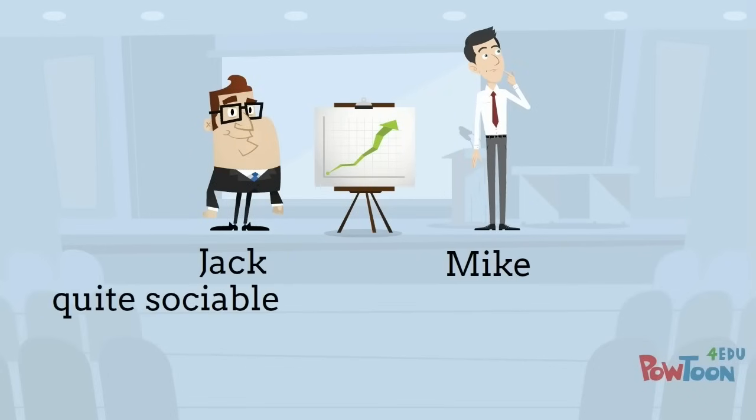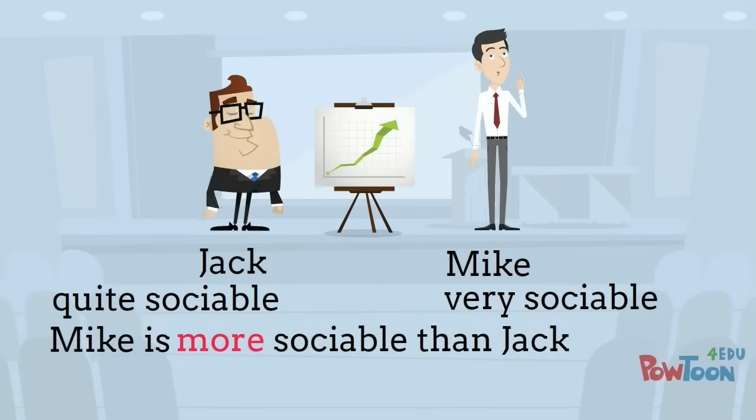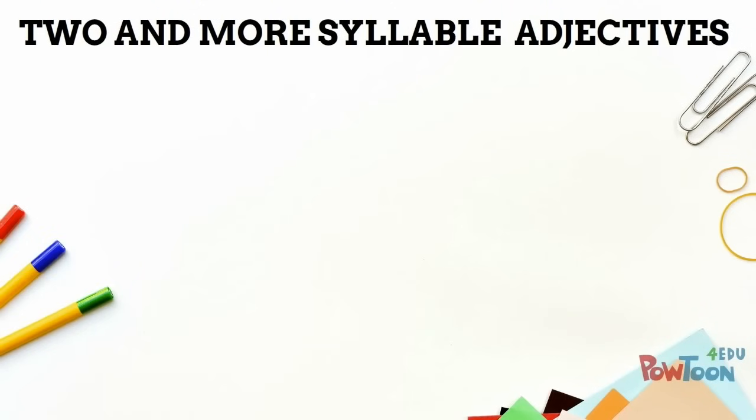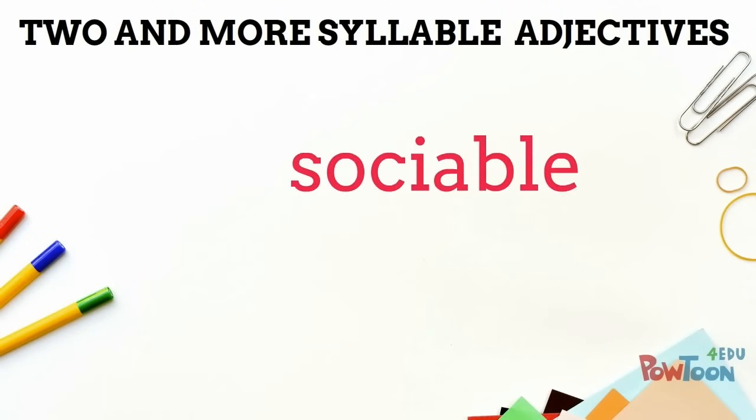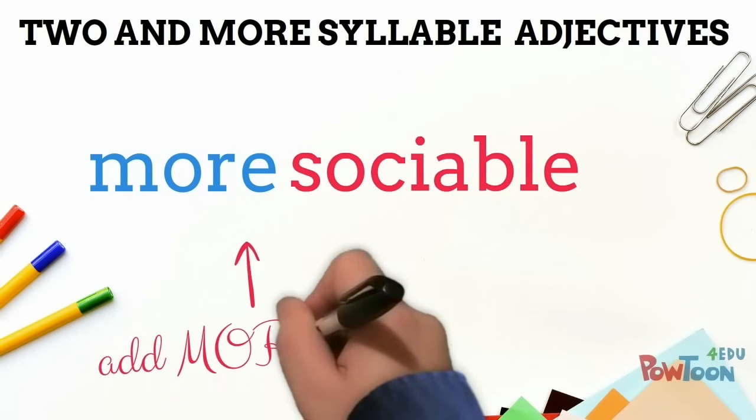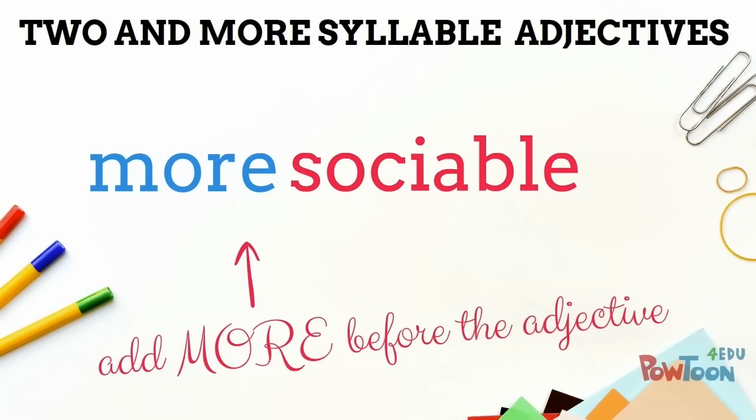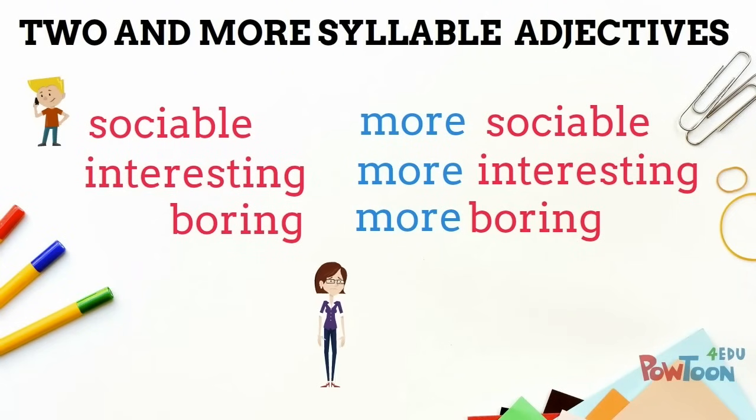Jack is quite sociable. Mike is very sociable. So Mike is more sociable than Jack. If it's an adjective with two or more syllables, we need to add the word more before the adjective. Sociable, more sociable. Repeat after me. More sociable, more interesting, more boring.